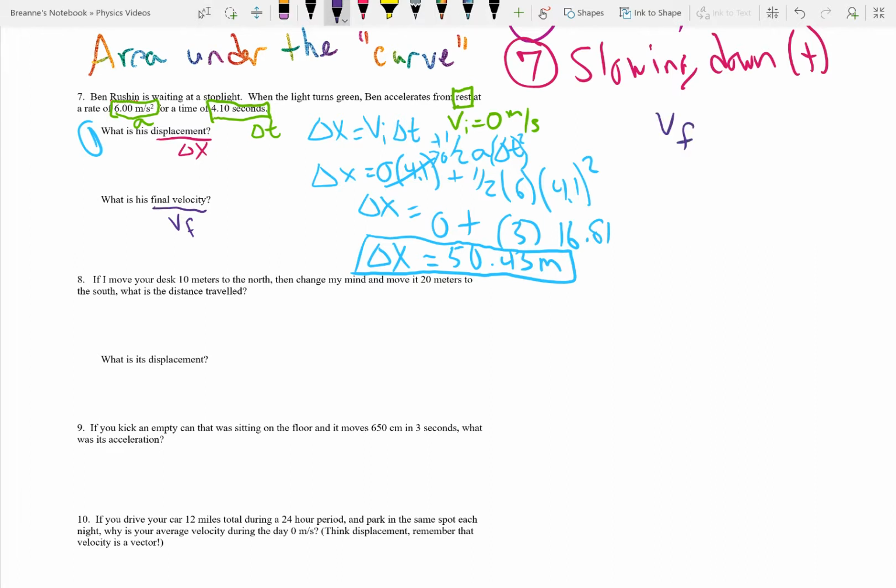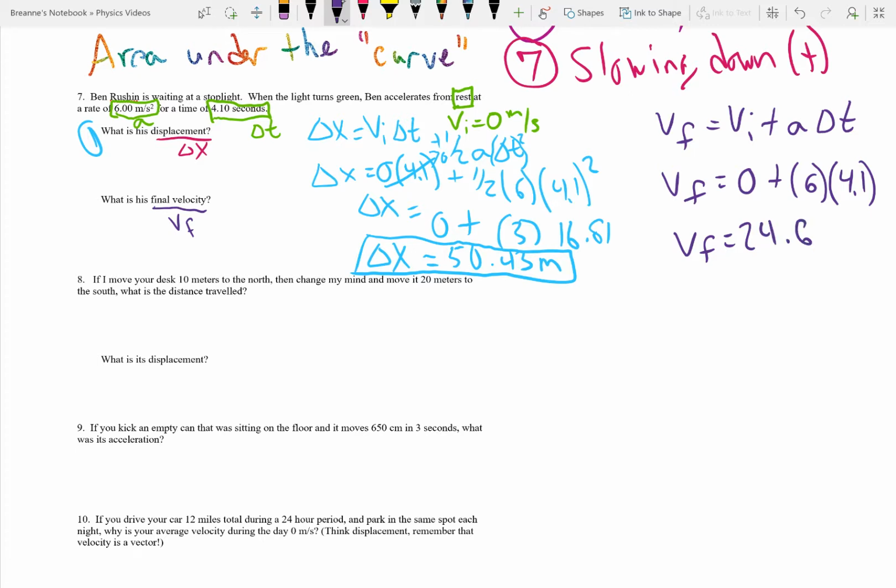So we can use the final velocity equals the initial velocity plus a delta t. So we're looking for the final velocity. Our initial velocity was 0. Our acceleration was 6. And our time was 1.4. So we do 1.4 times 6, which gives you 24.6, and this is velocity, so meters per second. And that'll be that one.